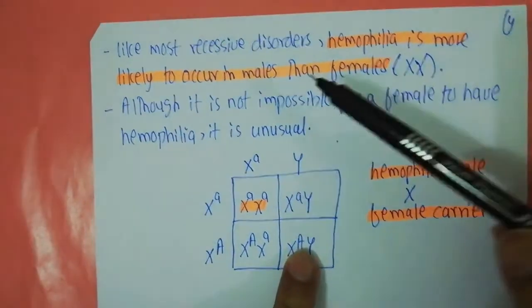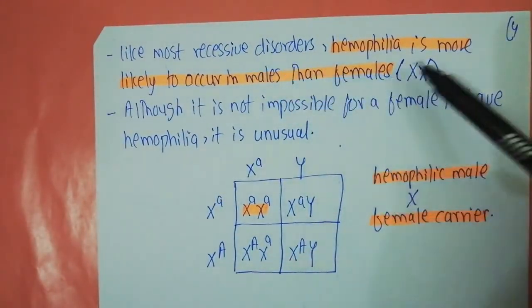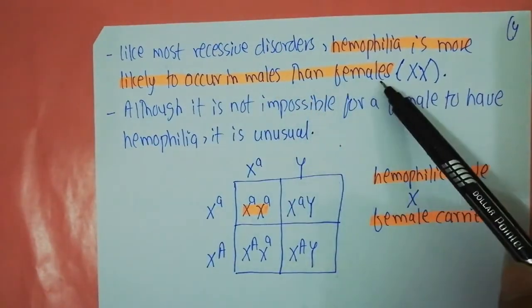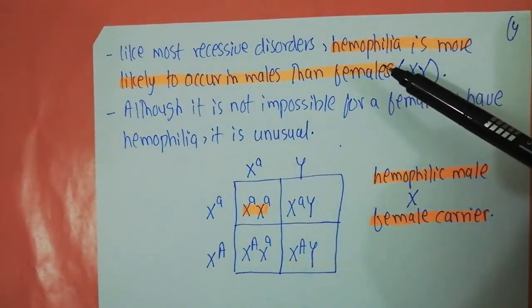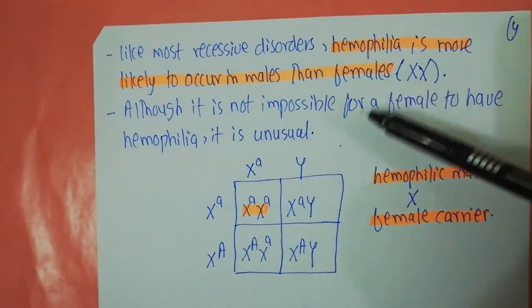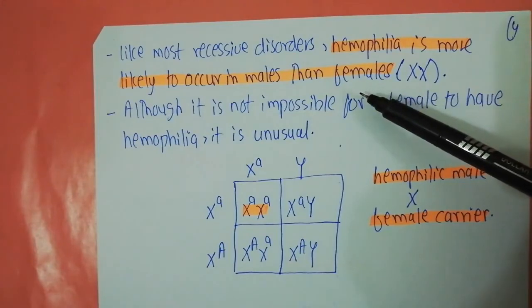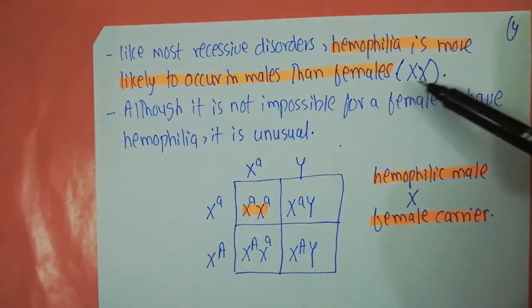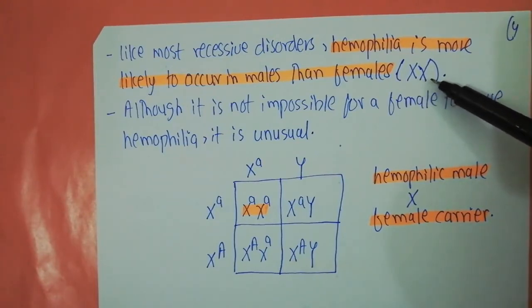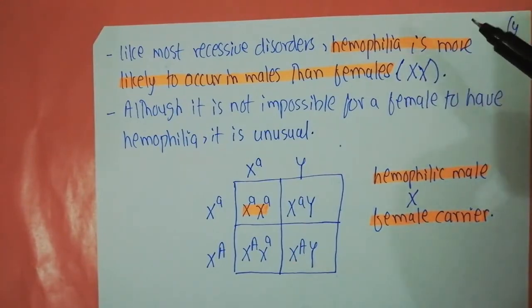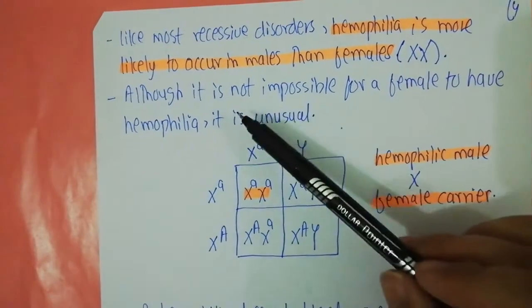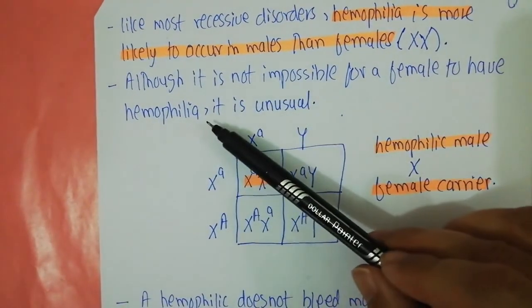Like most recessive X-linked disorders, hemophilia is more likely to occur in males than females. Because the male has one X chromosome, and if that X chromosome gets a mutant copy, that means the male will be hemophilic. When you talk about females, the female has two X chromosomes, and she should get mutant copies on both X chromosomes in order to show the hemophilic phenotype, which is a difficult task as compared to a mutant copy on one X chromosome. Now, although it is not impossible for a female to have hemophilia, it is very unusual.